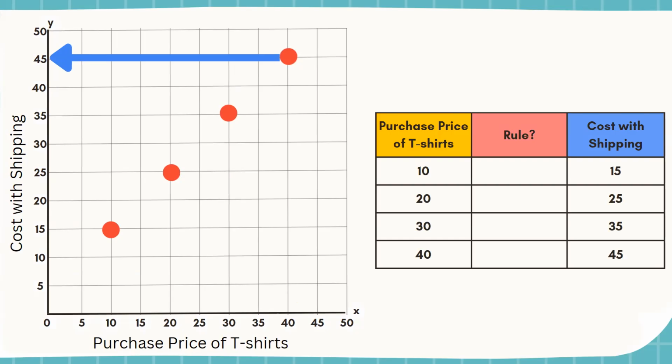Now that our table has all of our X and Y values from the coordinate points, we need to determine the rule or relationship. How does 10 in the table become 15? How does 20 become 25? Are we adding or multiplying? Remember, the rule has to be the same for all numbers in the table.